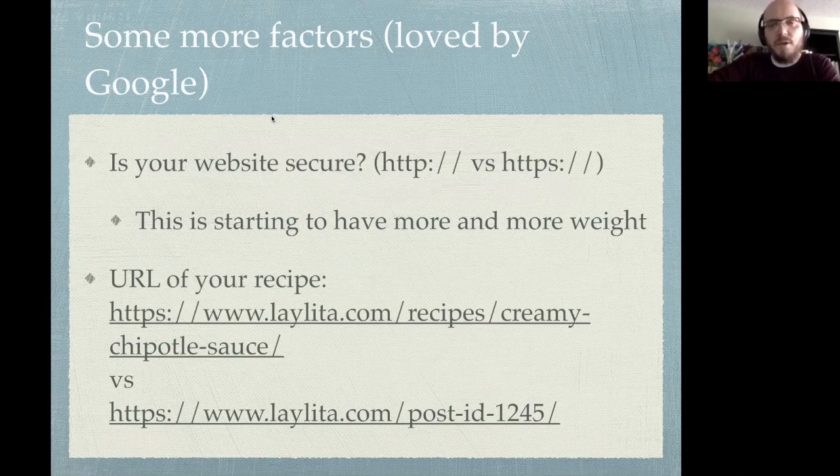The other important factor is the URL of your recipe. So here we have two different examples. We have lalita.com/recipes/creamy-chipotle-sauce versus lalita.com/post-id1245. Now, one of these is obviously better than the other, and that's the top one, because the top one tells you that there's a recipe called creamy chipotle sauce in this specific link, and the bottom one tells Google nothing, because 1245 means nothing to you as a human, and it doesn't mean anything to Google either, because they can't make sense of that. So it's nice to have a descriptive URL in the name of the URL, as well as the domain name.